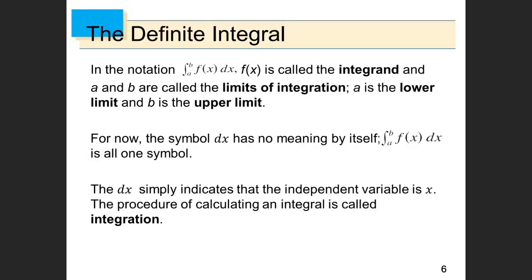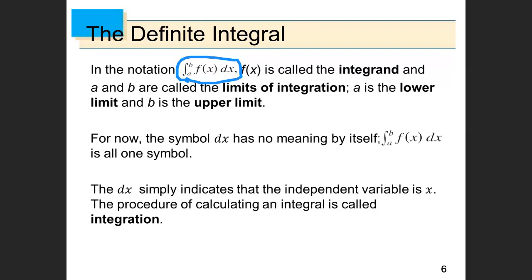Now, in the notation of the integral from a to b of f(x) dx, f(x) is called the integrand. The integrand is just the function you're about to integrate. And a and b, we call them the limits of integration, or the bounds: a is the lower limit or lower bound, and b is the upper limit or upper bound.